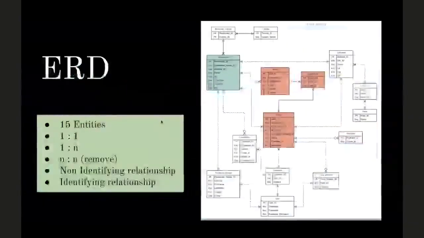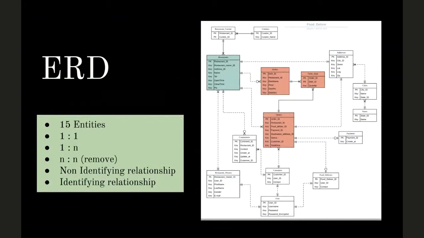Hello, I'm Qinhu. This is our entity relationship diagram of the food delivery database. We normalized our design to the third normal form. We made 15 entities in total and related them through one-to-one, one-to-many, and many-to-many relationships. I will use two examples to show the details.